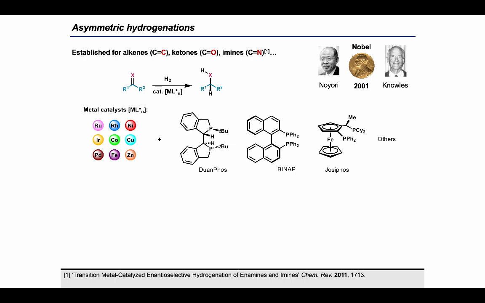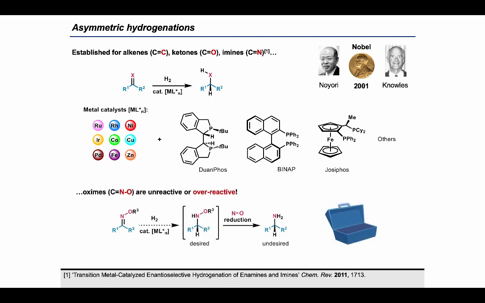Asymmetric hydrogenation of alkene, ketone, or imine substrates is established. Pioneered by the work of Noyori and Knowles, the development of chiral phosphine ligands, used in combination with different transition metals, has allowed huge progress in the field. However, none of these catalysts have been able to selectively reduce oximes to chiral hydroxylamine products.